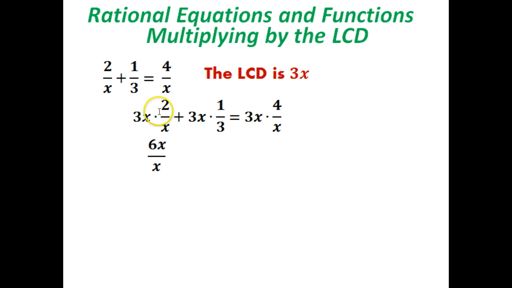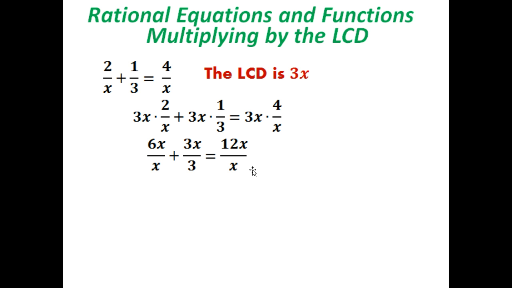So this part here, 3x times 2 gives me 6x divided by x. The next one here is going to be 3x times 1 over 3, so that's just 3x over 3. And the last part is 3x times 4 divided by x. That'll give me 12x divided by x.